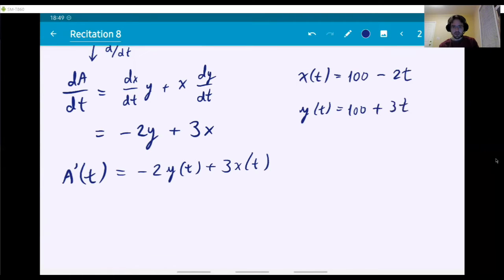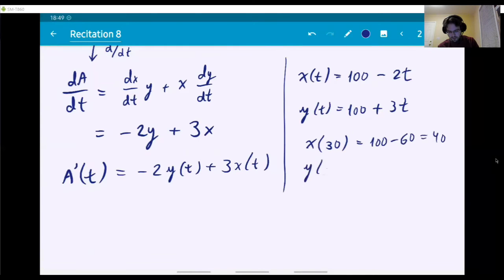So these will allow you to say everything that you need. x of 30, the instant 30 seconds where we want to calculate A prime, is 100 minus 60, so 40. y of 30 is 100 plus 90.